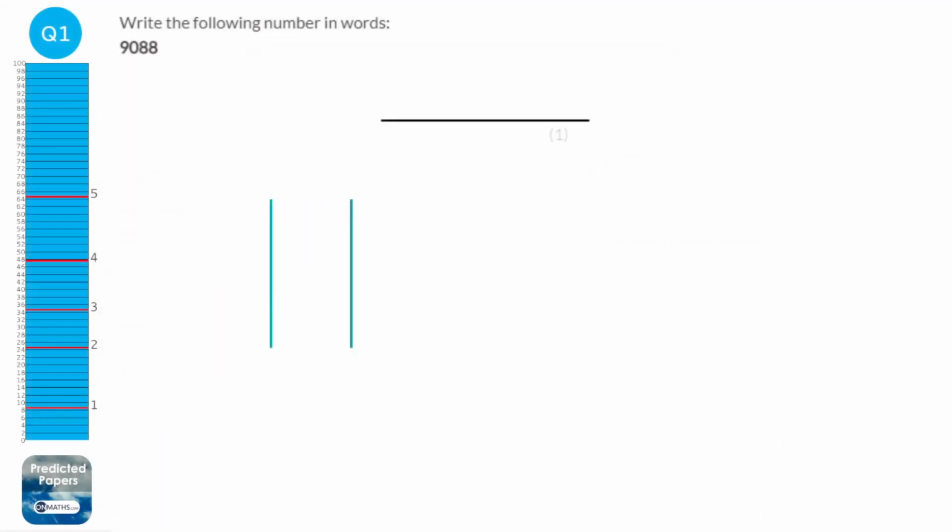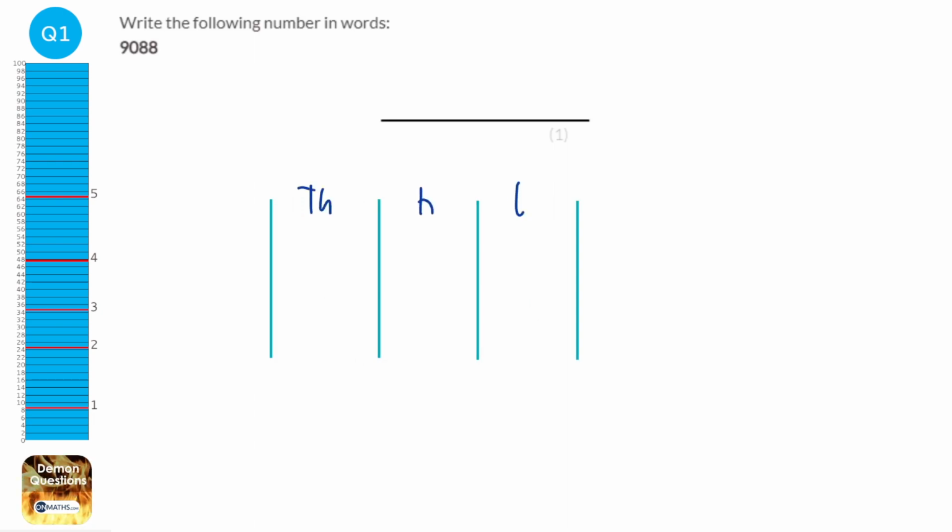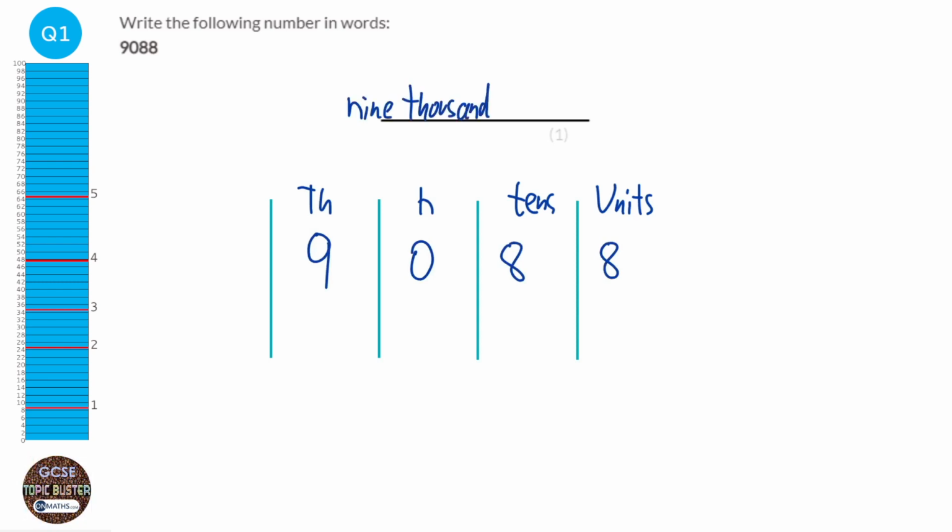If we put this in a place value grid, and so we've got thousands, hundreds, tens, and units. We've got 9, 0, 8, 8. So it's 9,000, because it's 9 lots of thousands, and 8 tens, so it would be 80. And we've got 8 units, so 8.